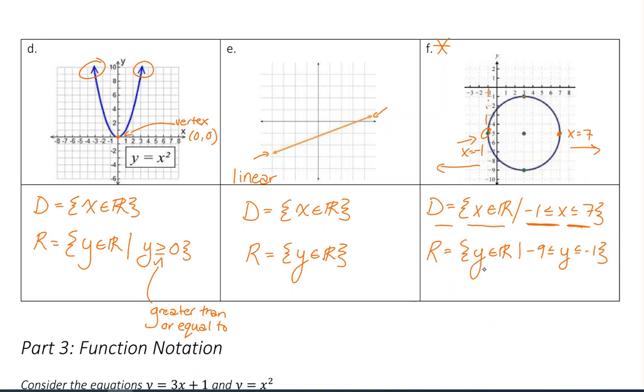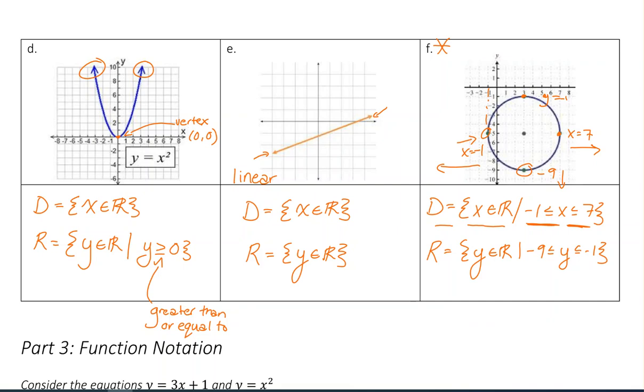Same thing with our range. So the range, where y is an element of the real numbers, but y must be greater than or equal to -9, but less than or equal to -1. Well, here is -9, and you notice there are no values below it, so it has to be greater than that. And here we have the greatest y value, and that happens at y equals -1, so there are going to be no values greater than that. That's why we've listed this: y is greater than or equal to -9, but less than or equal to -1.